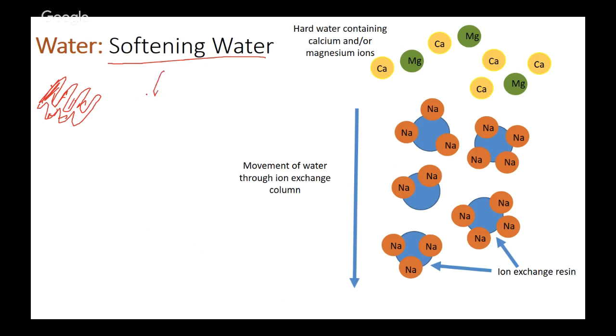And to do that, essentially you're removing the ions that make it hard. So you want to remove those calcium ions and magnesium ions. And one way that you can do that is through an ion exchange column. So there's two ways. We'll talk about this one first of all. Ion exchange column. You don't need to know it in too much detail.